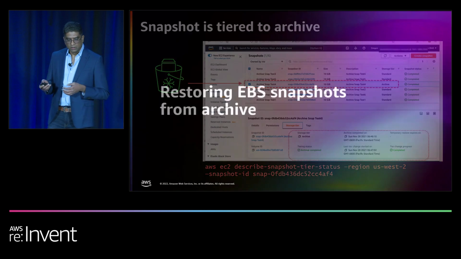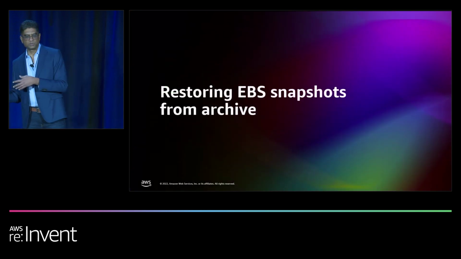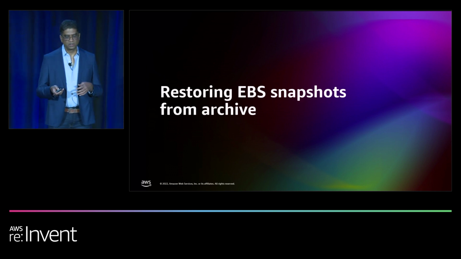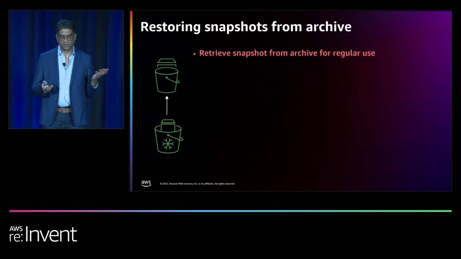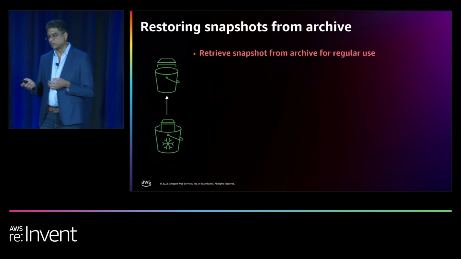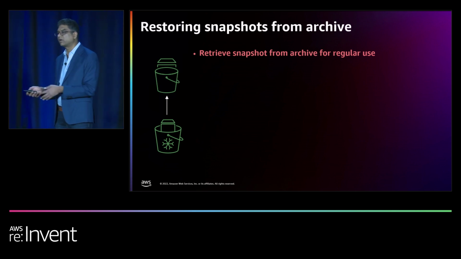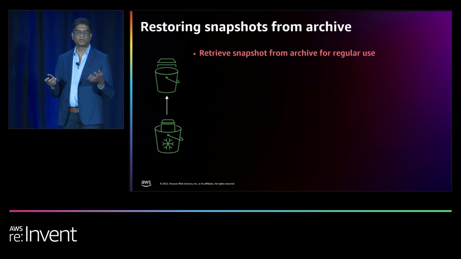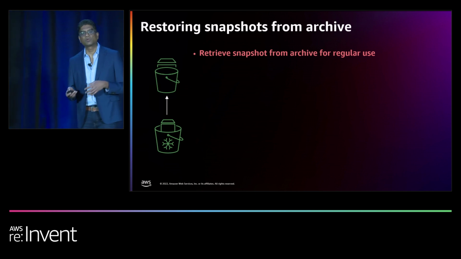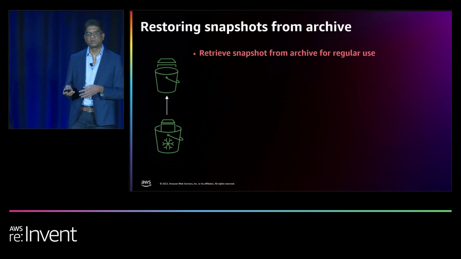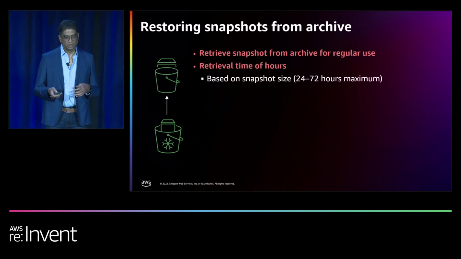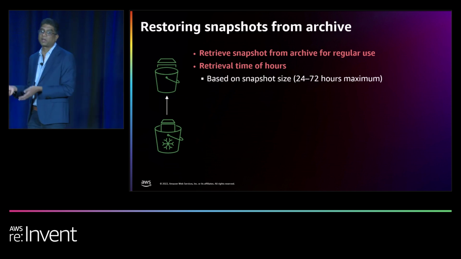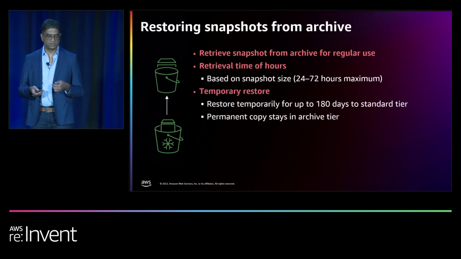Okay? So pretty simple experience in terms of archiving a snapshot. In terms of restoration, you need to remember a couple of things. If you wanted to use a snapshot in archive tier to create an EBS volume for whatever you needed to do, you first need to restore that snapshot from archive tier into the standard tier before you could actually use it to create an EBS volume. But obviously, you need to plan ahead because restoration is going to take time. It could take anywhere from 24 to 72 hours.